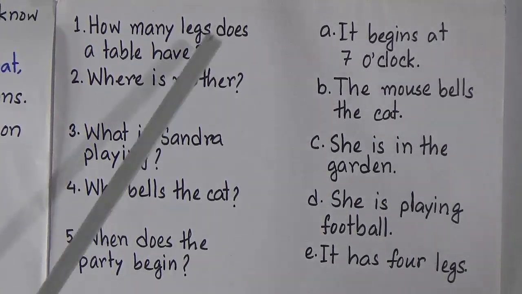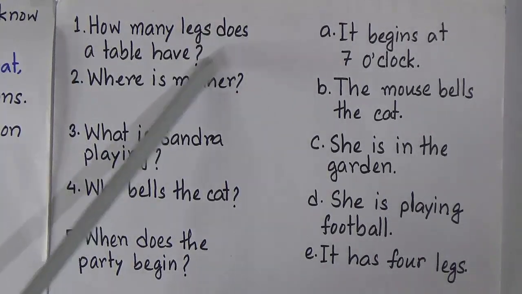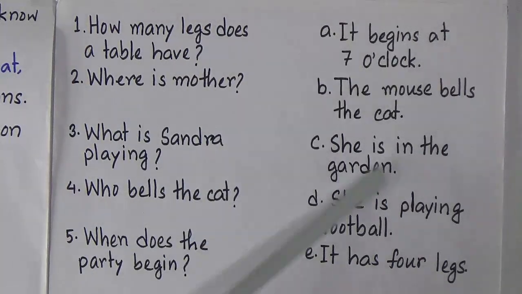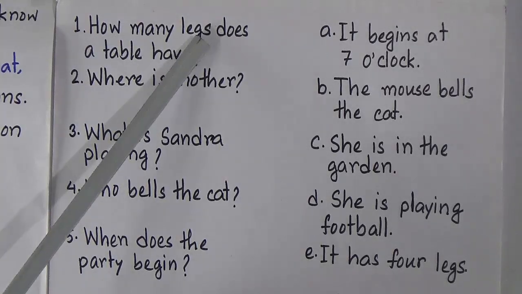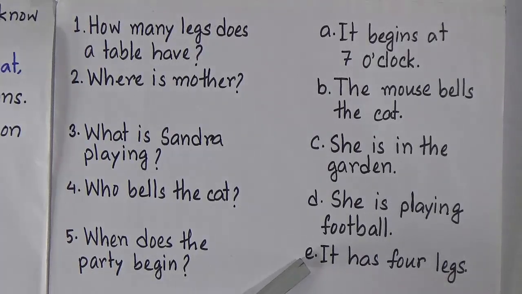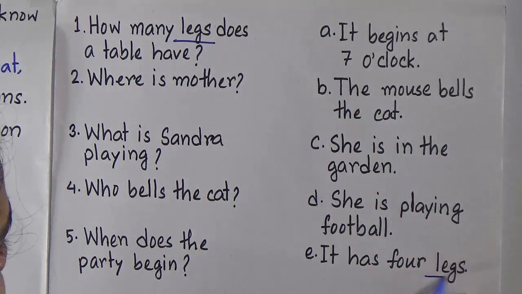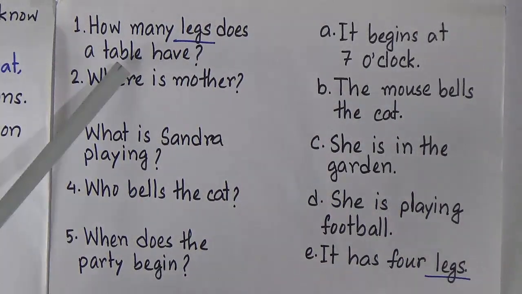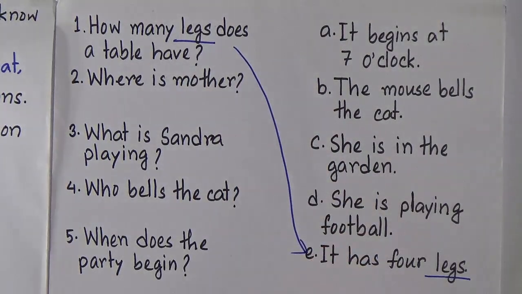Now before doing the match, I want to tell you something. Now look, there are some words which will match with the answer. Let's find it out. How many legs does a table have? Which one? Now look, number E, it has 4 legs. The word legs matches with it, and we also get the answer. How many legs does the table have? Of course, 4 legs. So number 1 will match with number E.